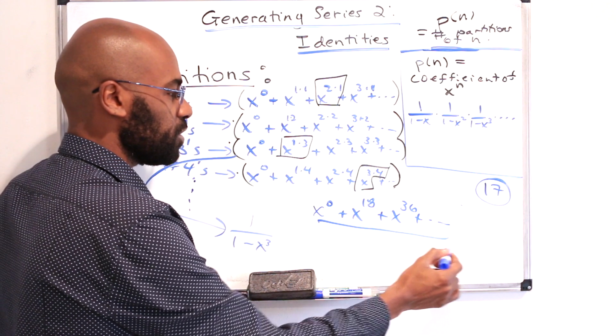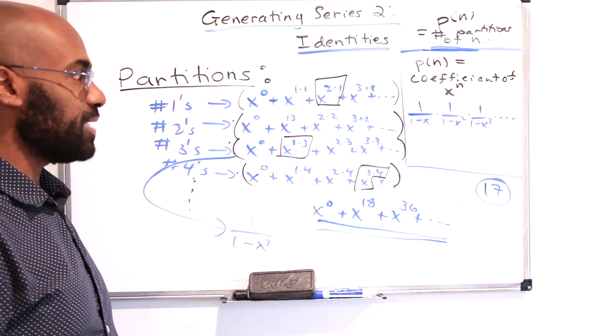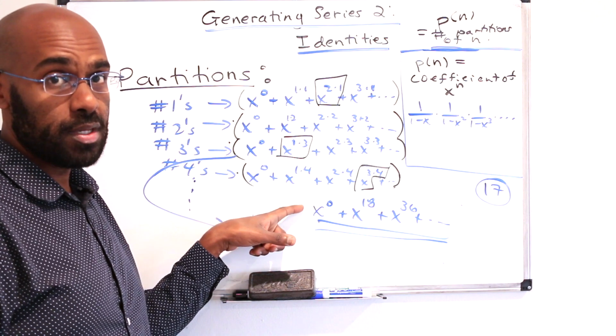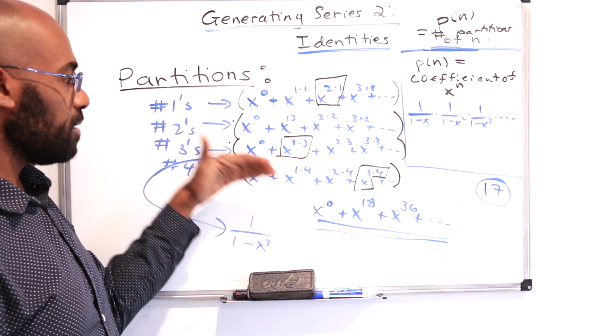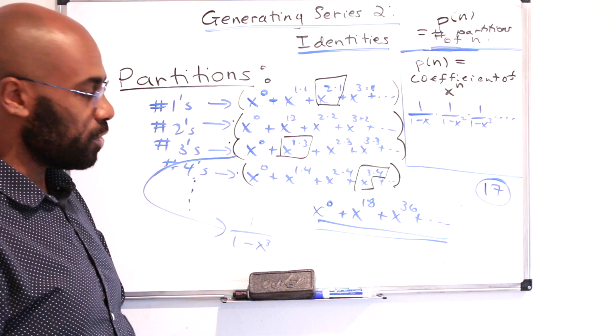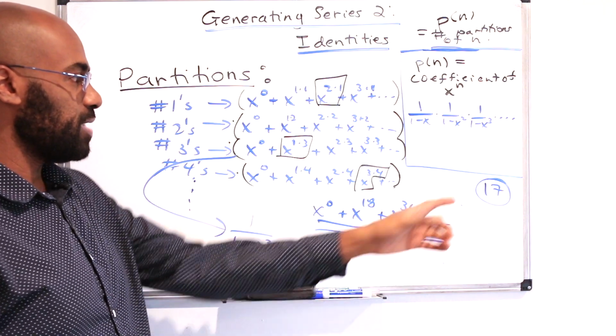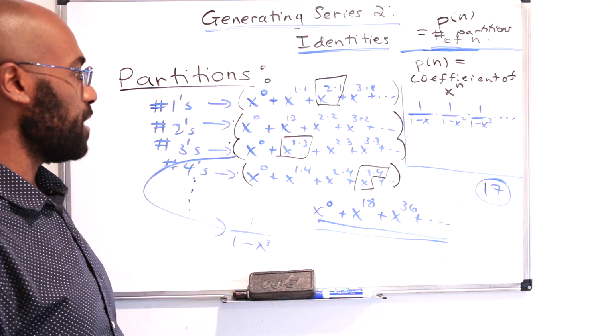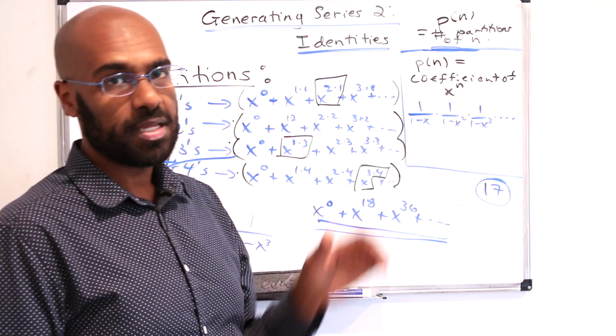And none of these will contribute to the x to the 17 coefficient because the powers are too high, except for this x to the 0. So after starting with the 18th series onward, the only contribution to the x to the 17th term is the x to the 0 term in each. So none of those really play a role, and so we're okay to do something like this.